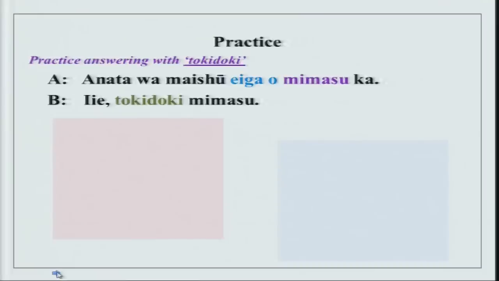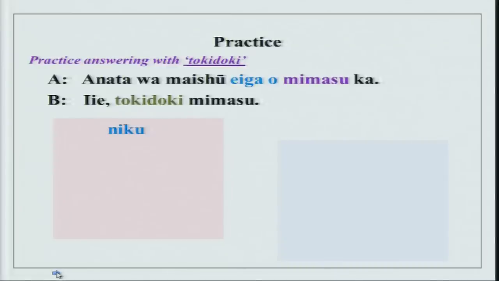Now, what we will do is, we will see what all is there in the lesson. Practice answering with tokidoki. Anata wa maishu ega o mimasu ka? Maishu, you have done, means every week. Anata wa maishu ega o mimasu ka? Iie, tokidoki mimasu. Tokidoki is sometimes.